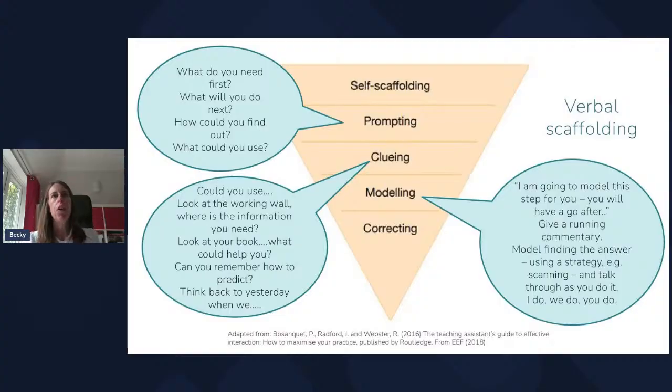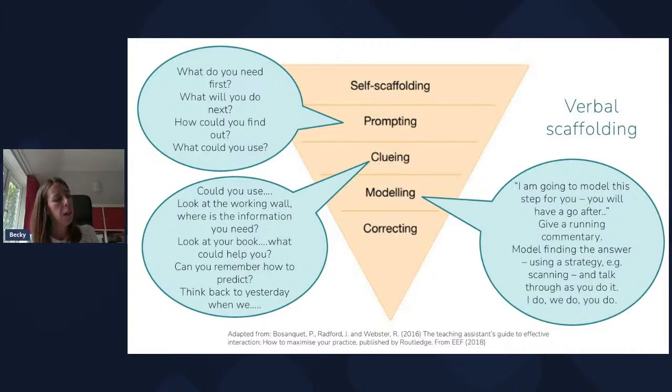We then move on to verbal scaffolding. And I could go on about this. I could talk about this for a good hour, but we haven't got the time, unfortunately. And many of you will be familiar with this, but this is from the Education Endowment Foundation, and they've just republished, updated their TA guidance, deployment of TA guidance. And so you'll see this in there.